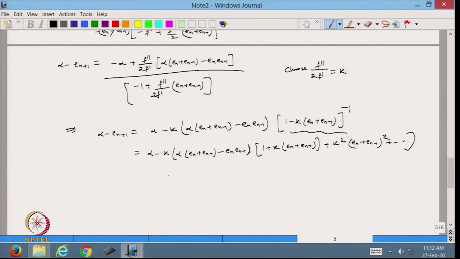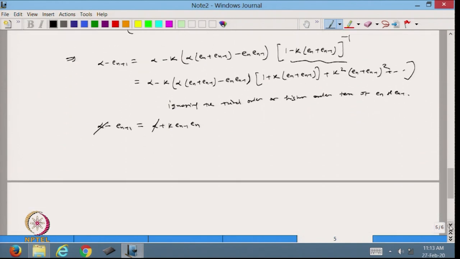So now ignoring the third order or higher order terms of E_n and E_{n-1}, based on this one I will ignore this term. So you will see from here that this will cancel out, and after cancellations I will get the value alpha plus k E_{n-1} into E_n. If you expand this one, it will cancel out, and then ultimately I will get this value. So from here alpha will cancel, and I can write my E_{n+1} is equal to minus k E_{n-1} E_n. So I will get this value.